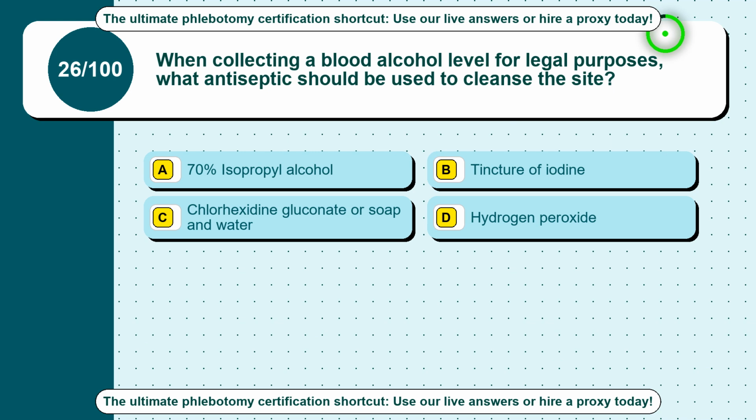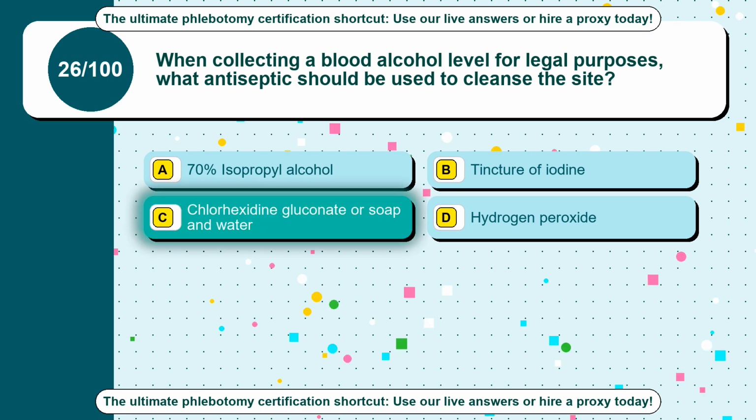Question 26. When collecting a blood alcohol level for legal purposes, what antiseptic should be used to cleanse the site? Option A, 70% isopropyl alcohol. Option B, tincture of iodine. Option C, chlorhexidine gluconate or soap and water. Option D, hydrogen peroxide. The correct answer is option C, chlorhexidine gluconate or soap and water.